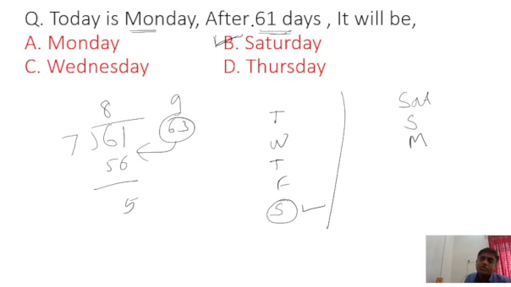In this type of question, maybe they change the values or number of days, maybe 91, 95, 180, 165. So you can divide by 7 and get the remainder, and then add that number of days after that. I think it is clear to everyone.